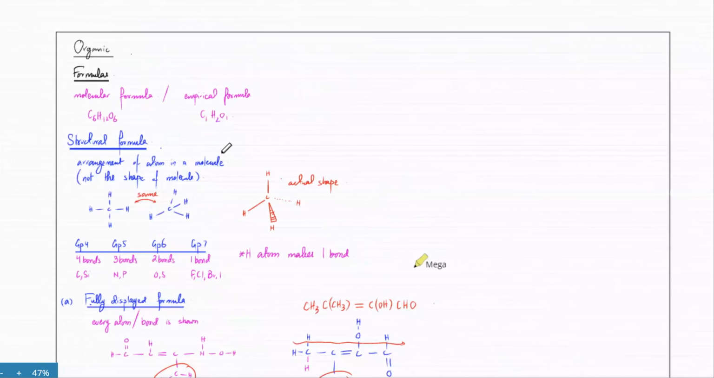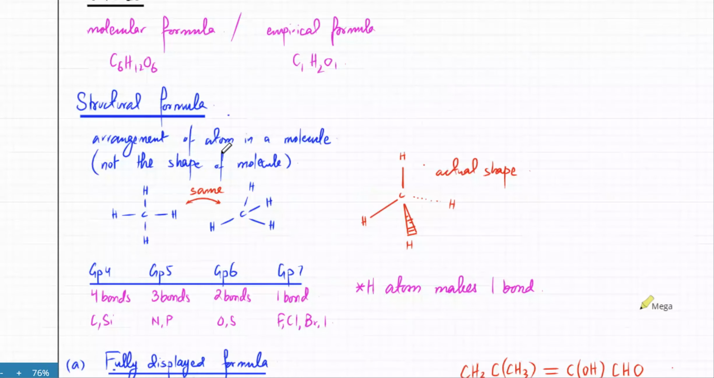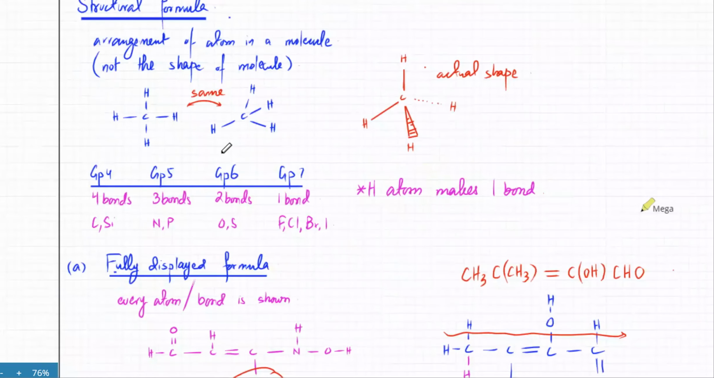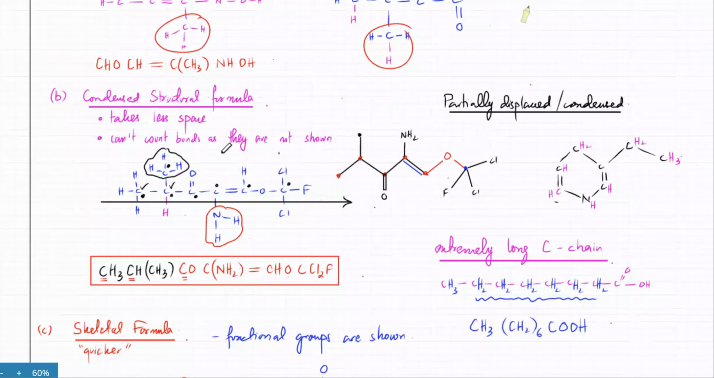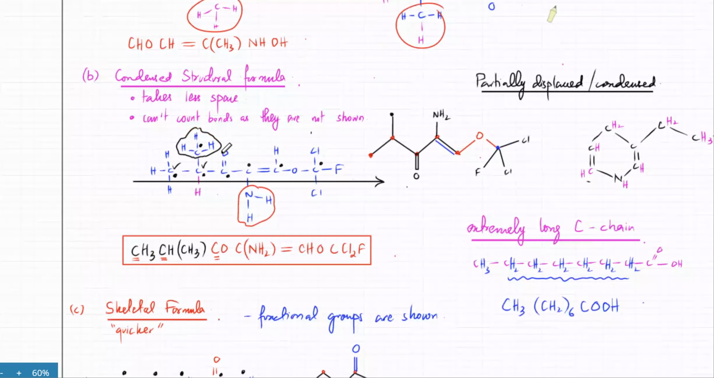As in the previous class, we did all types of formulas, like structural formulas. I told you fully displayed formulas: you show every atom, every bond. We did the condensed structural formula, where you move from left to right and write whatever appears around the carbon atom, like CH3, CH with the CH3 in brackets. This one is CO, then C with NH2 in brackets, the double bond CHO, C with two Cls and F. So you just write everything that appears around it.